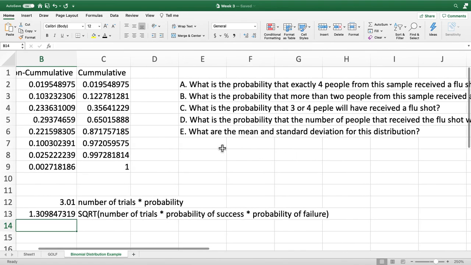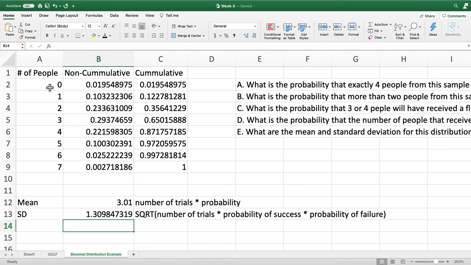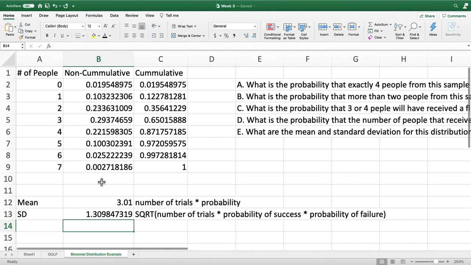And that is how you would find the standard deviation, the mean, and your binomial distributions, and exactly what type of problems you can answer with that binomial distribution probability.